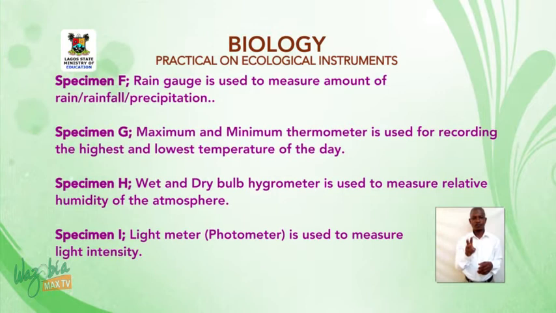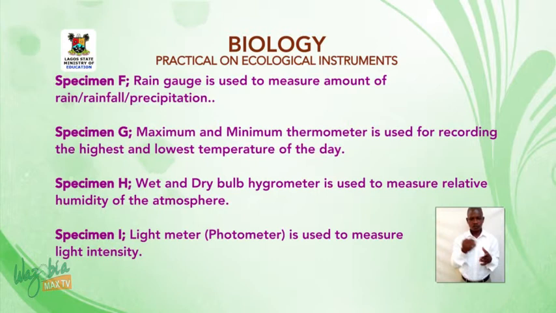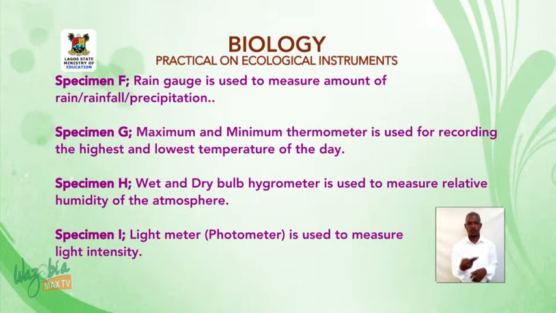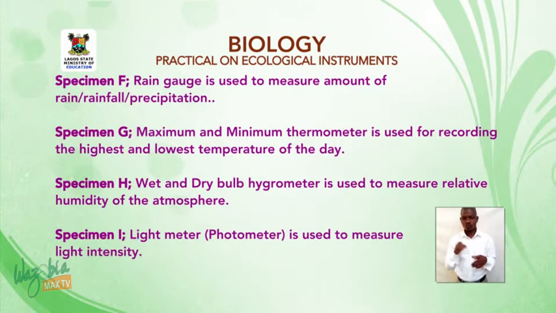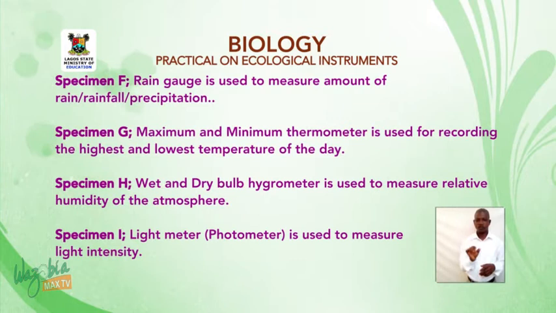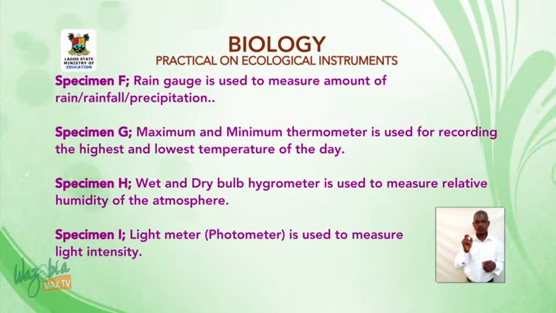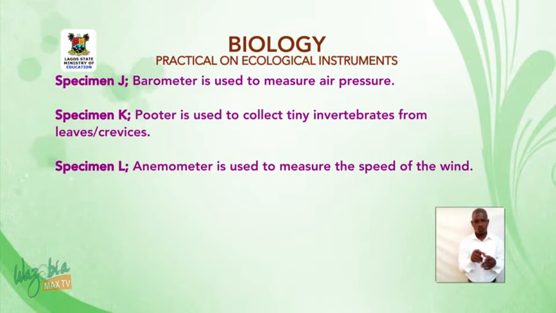Specimen F, rain gauge, is used to measure amount of rain or rainfall or precipitation. Specimen G, maximum and minimum thermometer, is used for recording the highest and lowest temperature of the day. Specimen H, wet and dry bulb hygrometer, is used to measure relative humidity of the atmosphere. Specimen I, light meter, photometer, is used to measure light intensity.